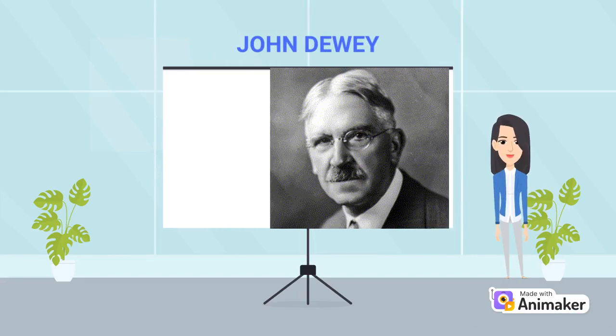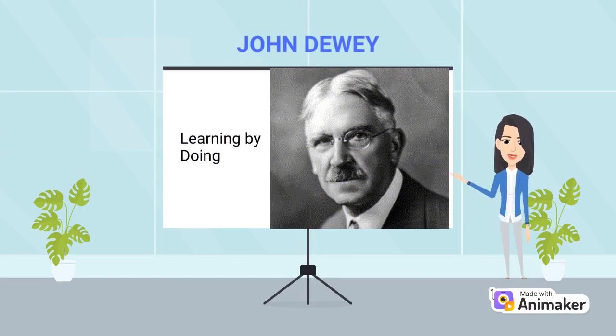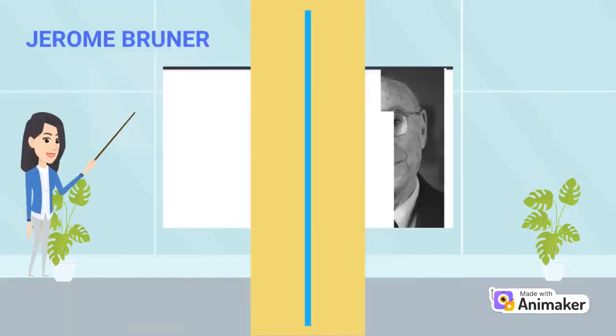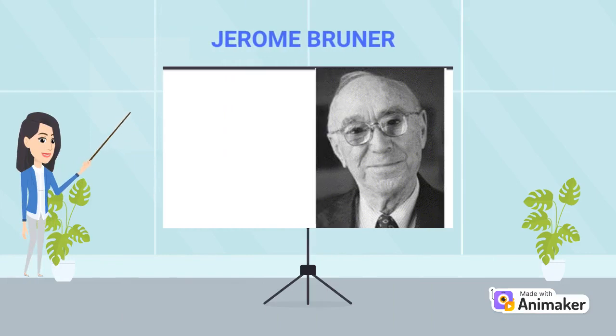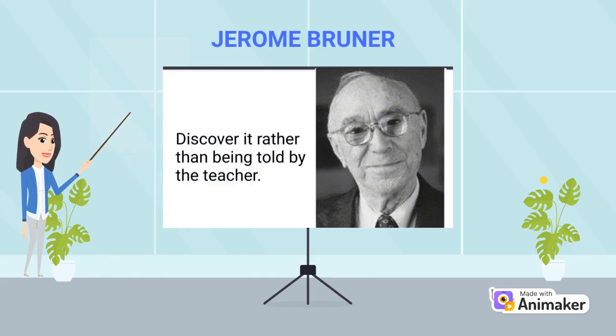John Dewey is known for his theory of learning by doing. He believed that constructivism can build an individual's social learning process. He is also a philosophical founder of this approach. Bruner and Piaget are considered the chief theorists among the cognitive constructivists. Bruner believed that the most effective way to develop a coding system is to discover it rather than being told by the teacher.